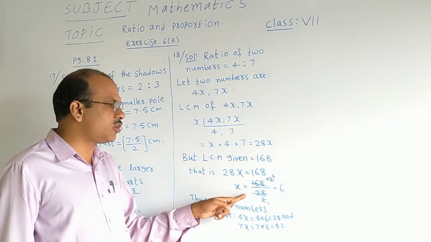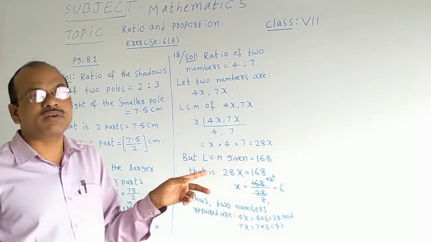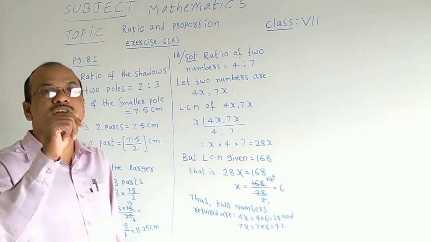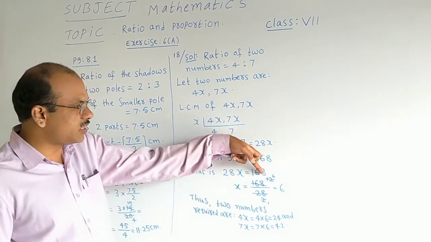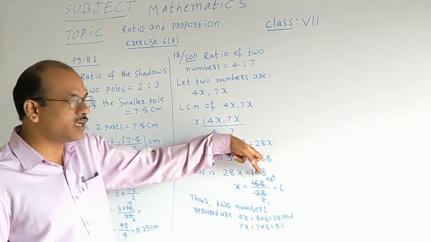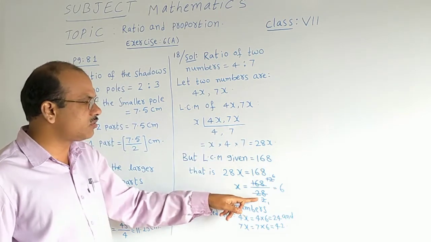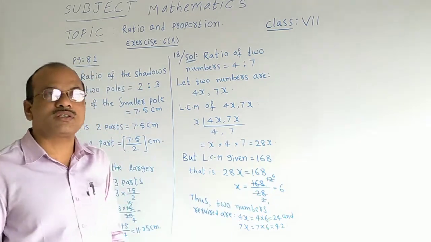Then x is equal to 168 by 28. I have cancelled both the numbers with the 14th table. 14 2s are 28, 14 1s are 14. 2 left on 28, 14 2s are 28. 2 1s are 2, 2 6s are 12. So the x value we got is 6.